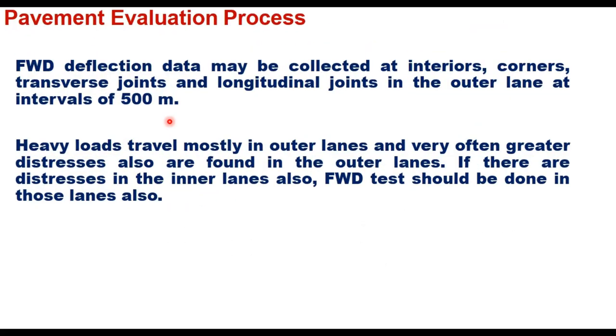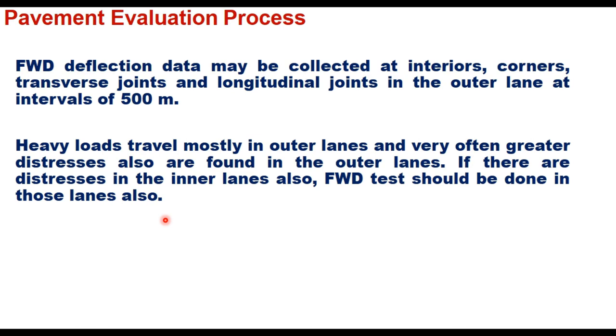FWD data may be collected at interiors, corners, transverse joints and longitudinal joints in the outer lane at an interval of 500 meter. Heavy loads travel mostly in outer lanes, and very often greater distresses also are found in the outer lane. But if there are distresses in the inner lane also, then FWD test should be conducted in those lanes also.